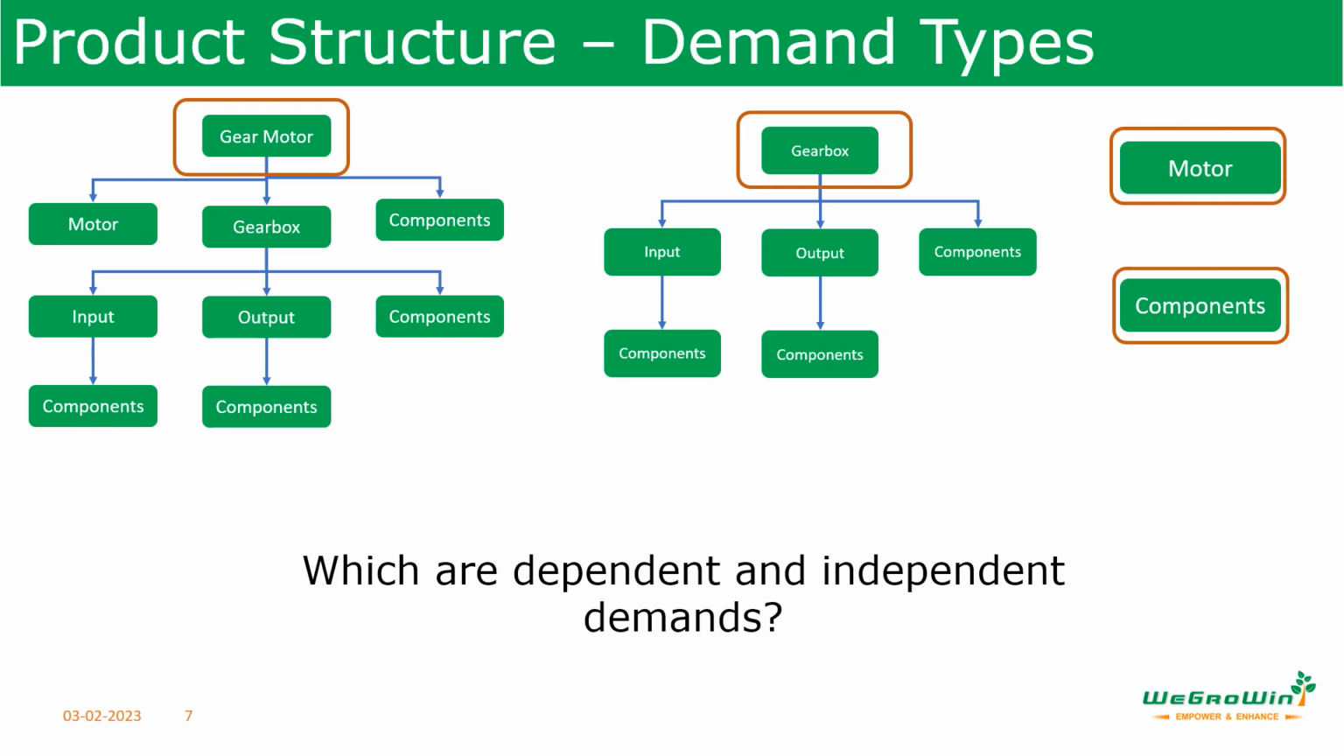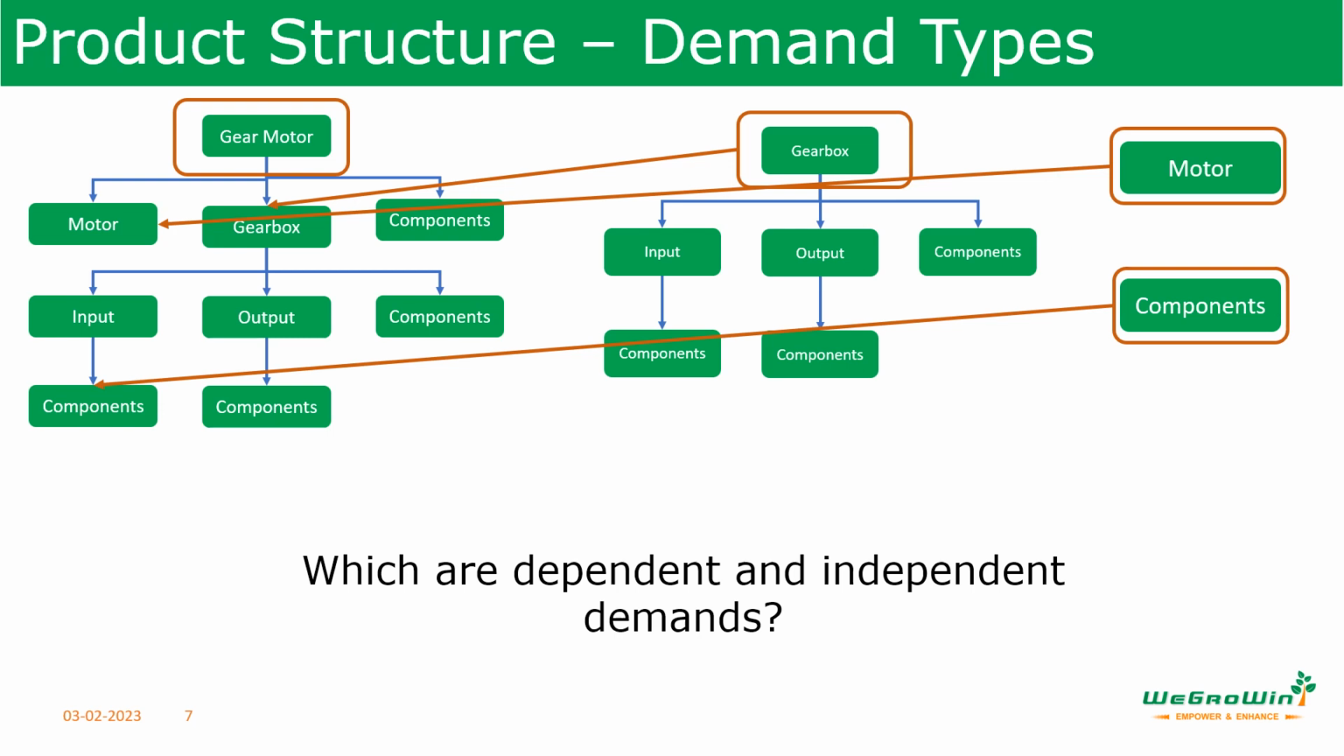Now the gearbox which was used in the gear motor was a dependent demand there, but it also acts as an independent demand when it is sold directly in the market. Similarly, a motor, when it was used in the gear motor, was a dependent requirement. When it was sold in the market, it becomes an independent demand. Similarly, components, when they are used to produce the gear motor or the gearbox, are dependent demand. When they are sold as spares into the market, they are called independent demands.